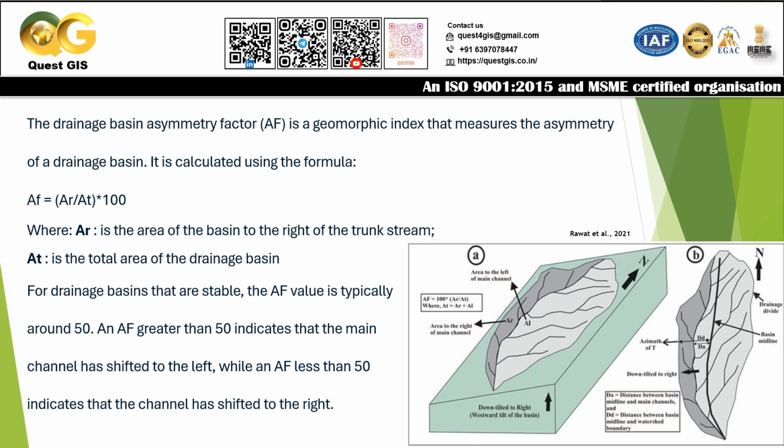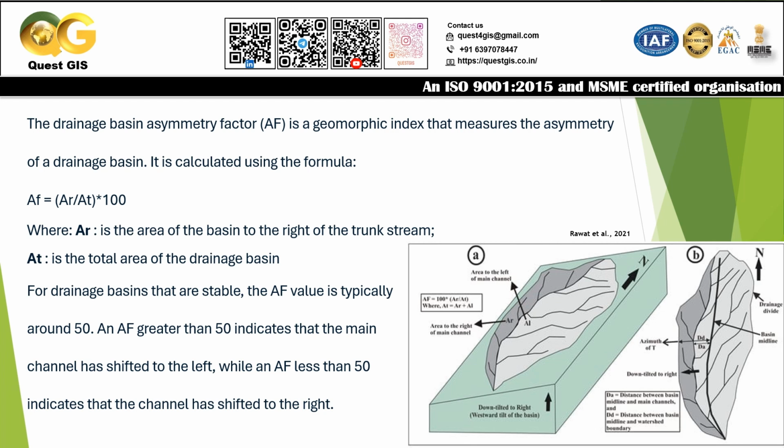So in this formula, AR is the area of the river basin which is on the right side of the flowing stream. And this we have to calculate using QGIS, and AT is the total area of the drainage basin. So this entire area is the total area. So we have to calculate these two factors, and then we will take these two values into our Excel sheet, and then we will do our final calculation.